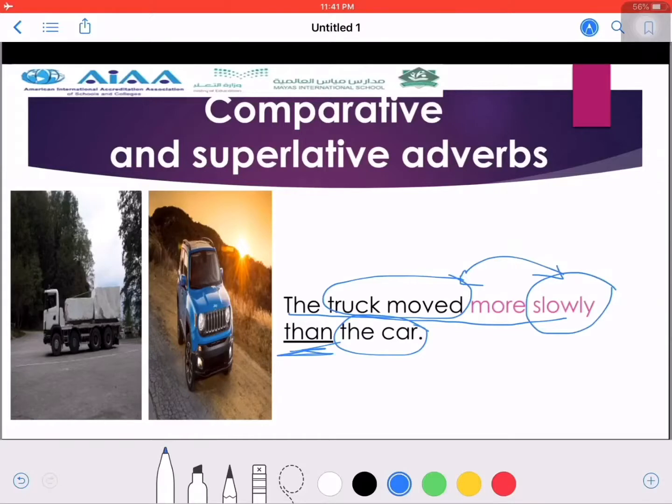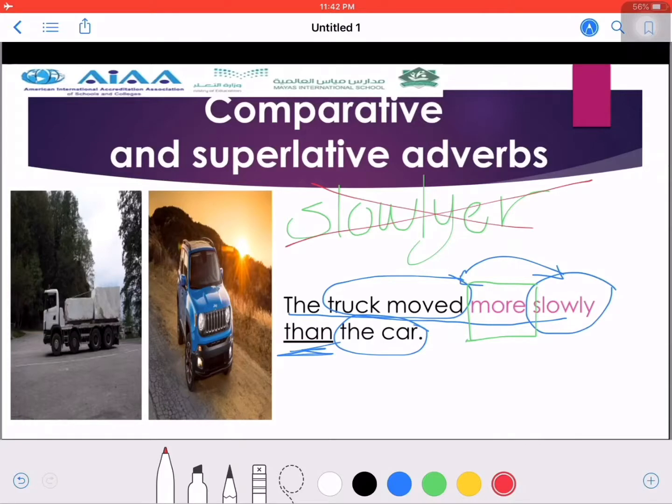So here, the adverb slowly is long or short? How many syllables do we have? Yes, exactly, we have 2 syllables. So here I use what? More. So I don't say slowlier. No, this is not correct. Slowlier is not correct. So we use more slowly. Is it clear? I hope so.